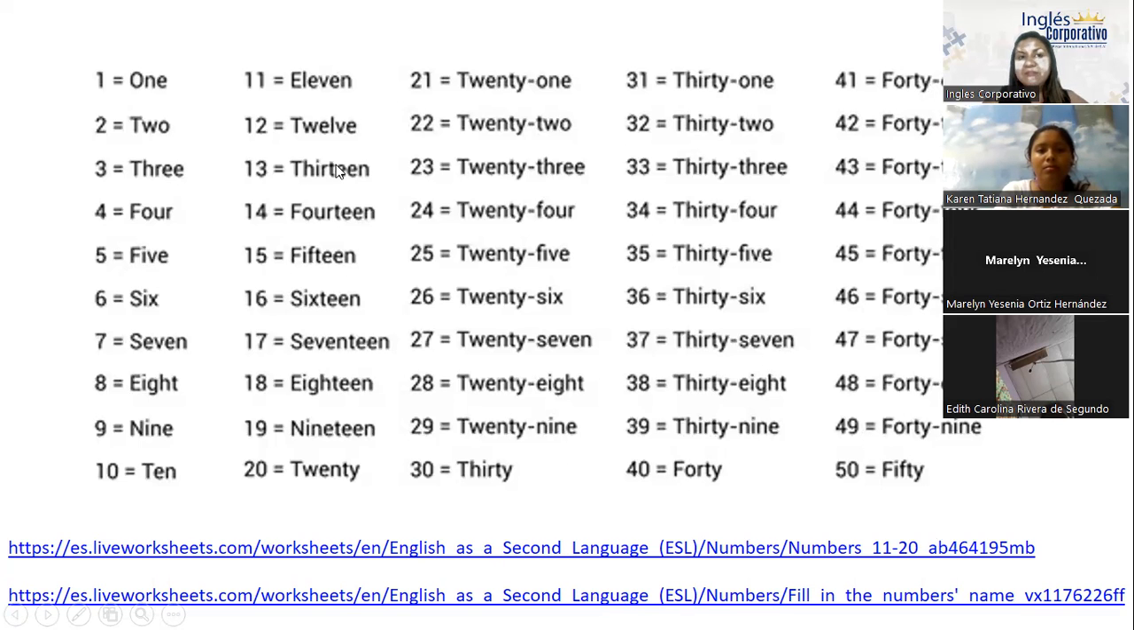If we don't put the emphasis on the last syllable, we can confuse 14 with 40. 14, 40. 13, 30. 15, 50. 16, 60. 17, 70. 18, 80. 19, 90. Okay. Then we have 21, 22, 23, 24, 25, 26, 27, 28, 29.